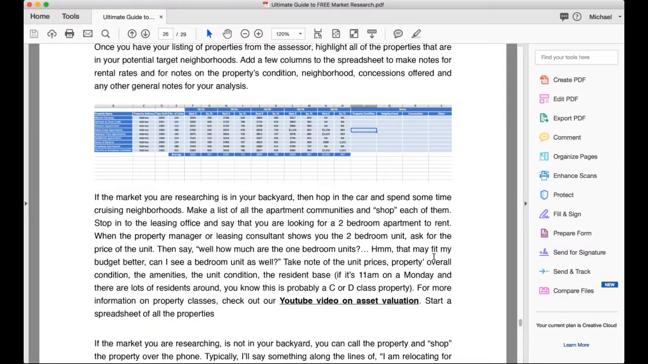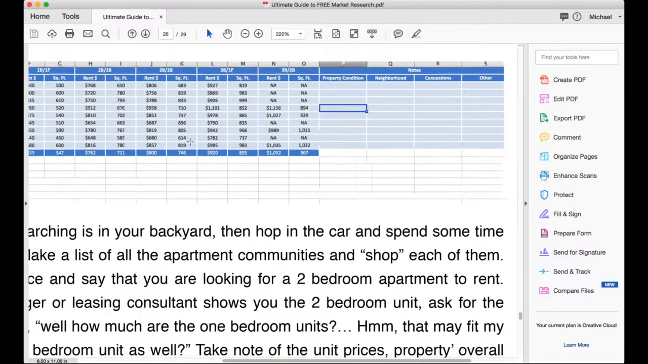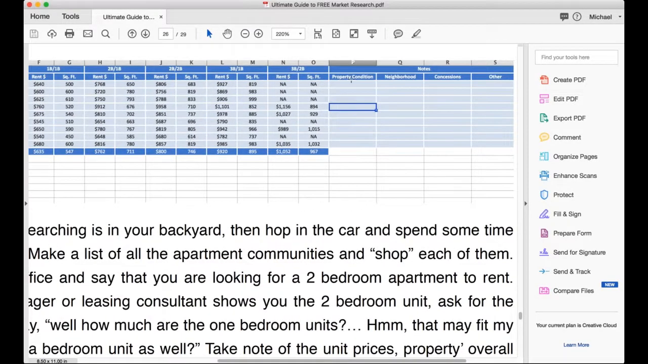And then I'll just jot down all these notes. I'll get a pamphlet from the property, so I'll get the square footages. So I have all this information in here. What's the rent? What's the square foot? Now I know what the rent per square foot is. And I'll take some notes about the property condition, the neighborhood, the concessions, and then any other notes over here.